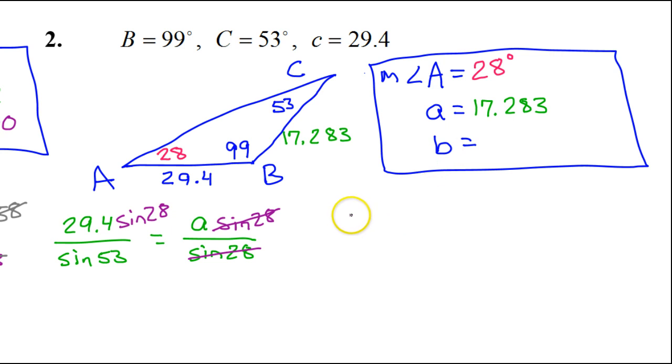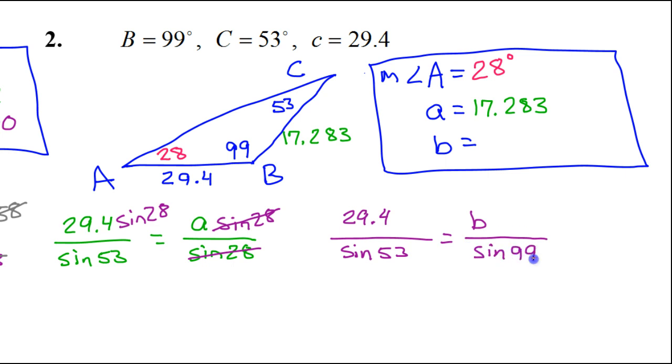Let's go ahead and do the same thing to find side B. So once again, I'm going to set up my law of sines with sides in the top since I'm looking for a side. So 29.4 over sine 53 again. All right, but this time I'm looking for side B. Okay, so I'm going to say sine of 99.